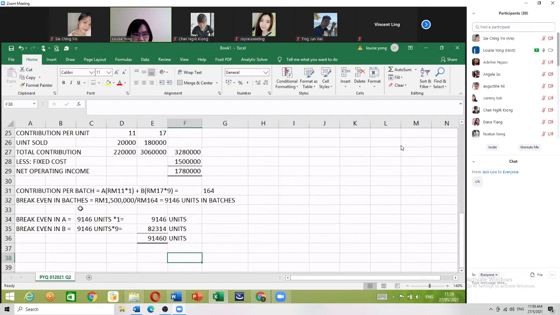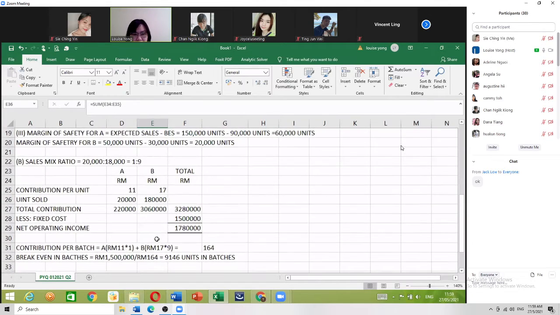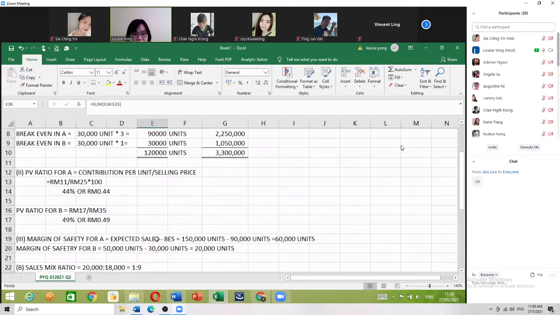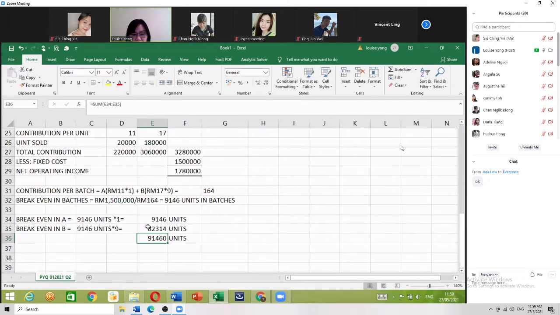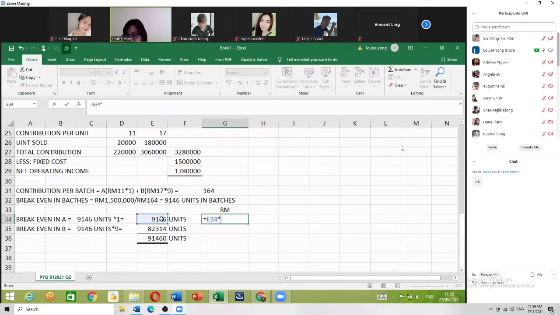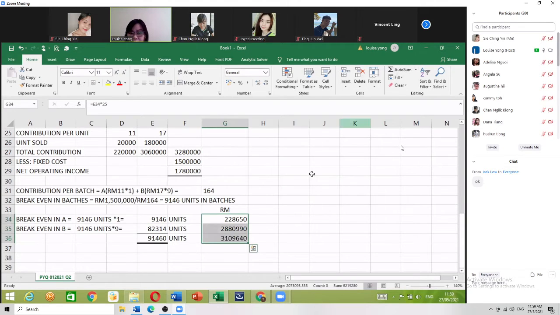Okay, so the question here, part B, asks you: if you change your sales mix, then what is your break-even sales? OK, so this is the answer. If you want it in value, you directly multiply by the selling price. Okay, 25. And then this one times $35. Okay, then you total up.